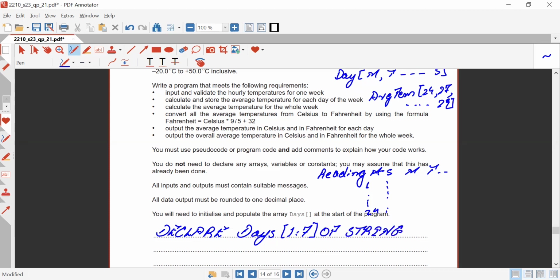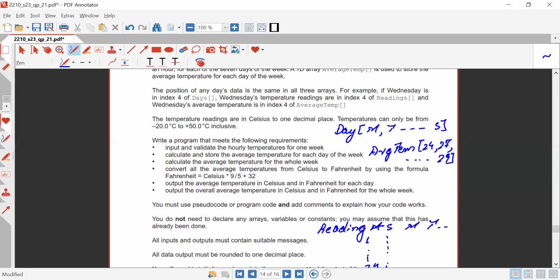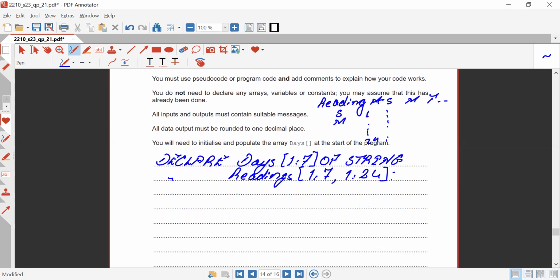Just after that, we need to declare the readings as well. So declare readings. Readings was two-dimensional, so it was 1 till 7 for the rows and 1 till 24 for the columns. Here, it is in this way: Sunday, Monday, Tuesday, and 24 columns are over there, of real data type.